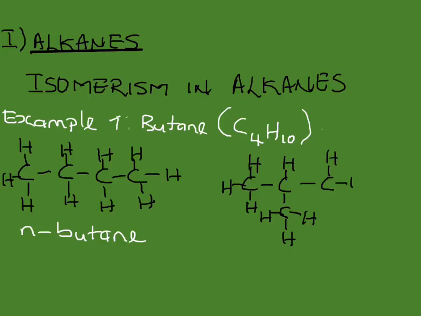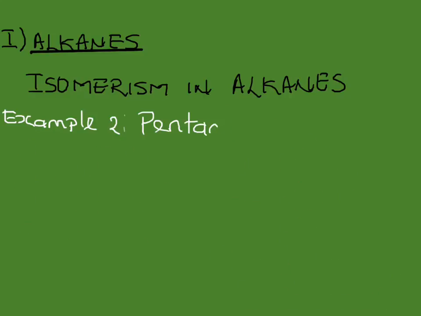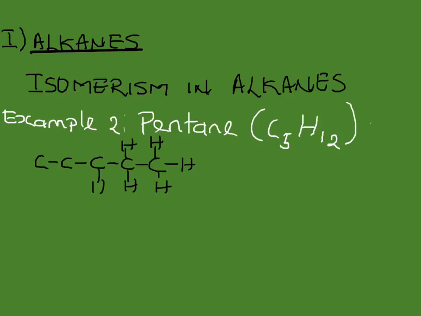Butane has 2 isomers, N-butane and 2-methylpropane, also known as isobutane, like I earlier said, because the methyl group is attached on the second carbon atom. Pentane has 3 isomers, that is N-pentane, 2-methylbutane, and 2,2-dimethylpropane, also known as neopentane, because there are 2 methyl groups attached on the second carbon atom.